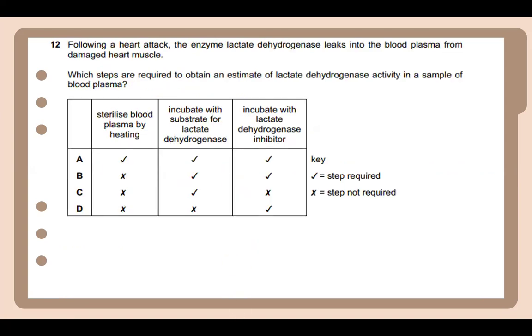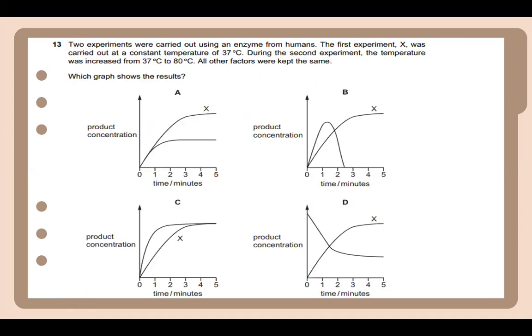Following a heart attack, the enzyme lactate dehydrogenase leaks into the blood plasma from damaged heart muscle. Which steps are required to obtain an estimate of lactate dehydrogenase activity in a sample of blood plasma? The answer for this will be: sterilizing blood plasma by heating is not required. Incubating with substrate for lactate dehydrogenase, yes, this step is required. And finally, incubating with lactate dehydrogenase inhibitor, this step is not required.